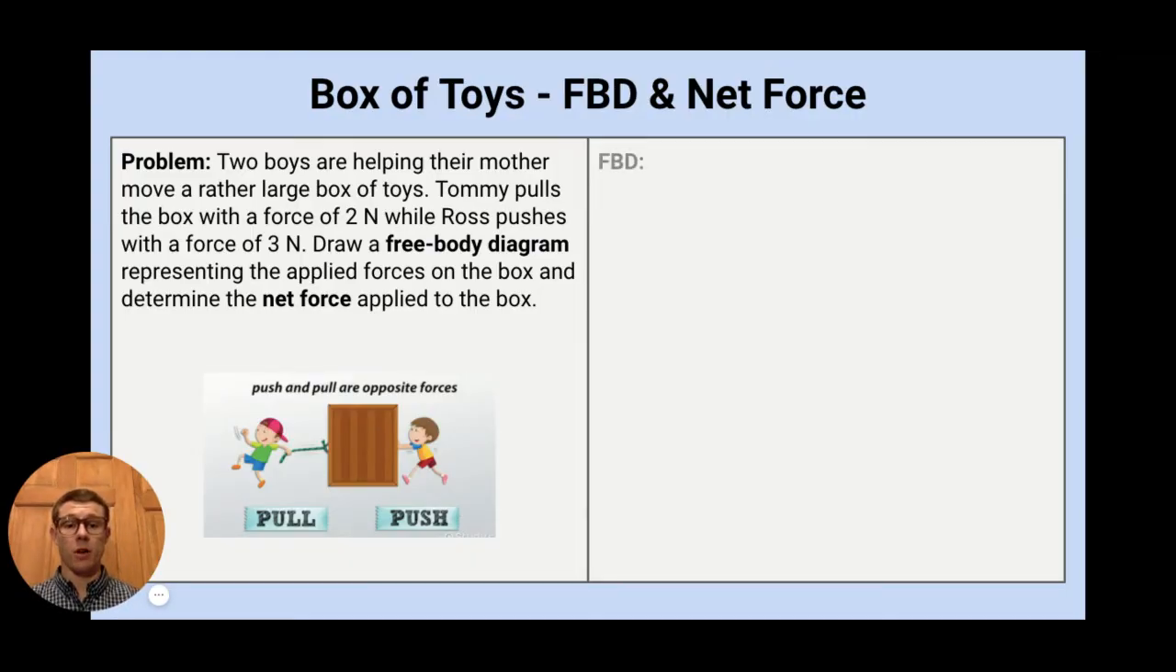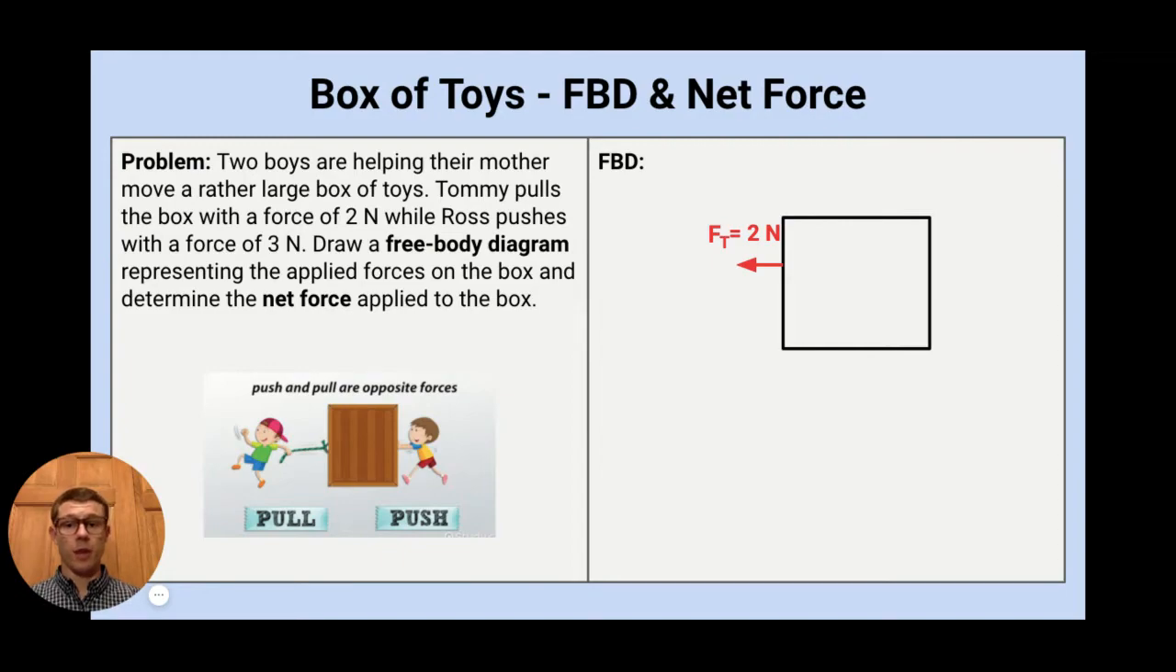Okay, so once again, we start our free body diagram by drawing our square here. The square represents the box of toys in this case. So we first look to see what forces are being applied. We notice that Tommy pulls the box with a force of 2 newtons. In the picture, we see that Tommy is pulling to the left. So we draw our force vector going to the left, F subscript T for Tommy with a magnitude of 2 newtons.